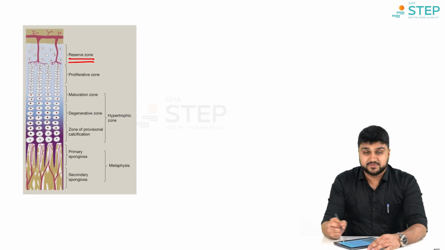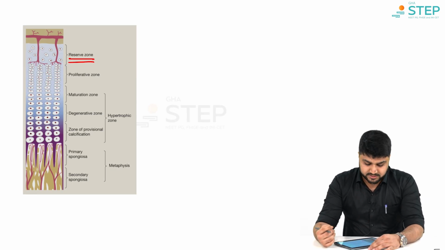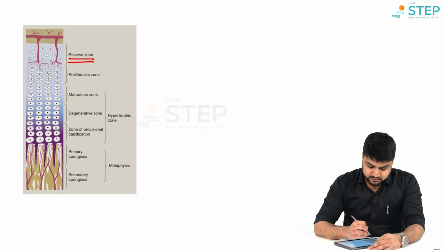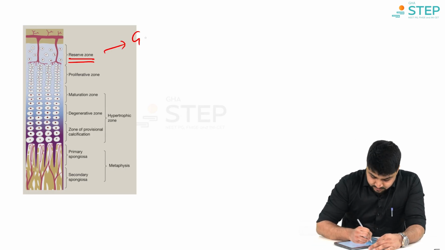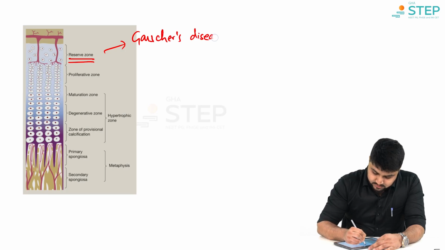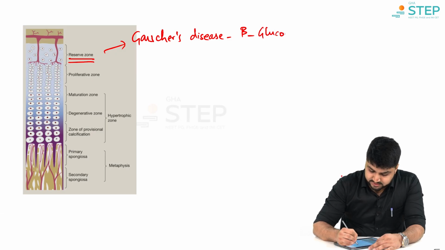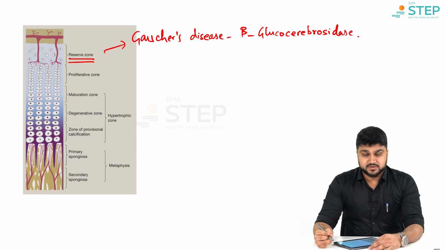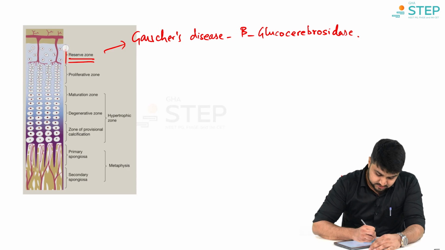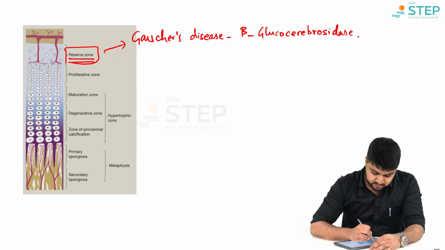In the reserve zone, as we discussed, it is storing materials that are necessary for proliferation. So, any disorders that affect these materials can affect the reserve zone. For example, Gaucher's disease, which is basically a deficiency of beta glucocerebrosidase, causes accumulation of sphingolipids in this area, and this affects the reserve zone.